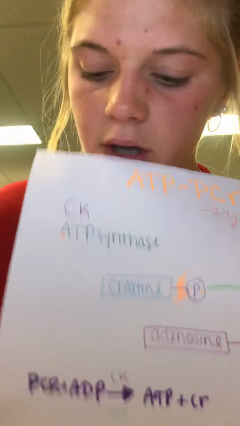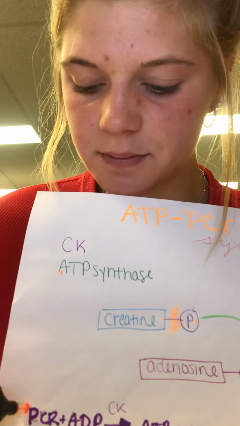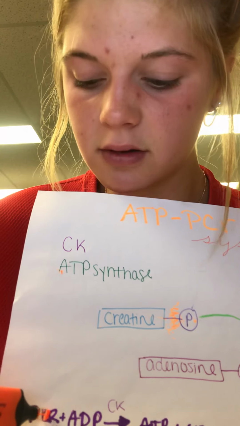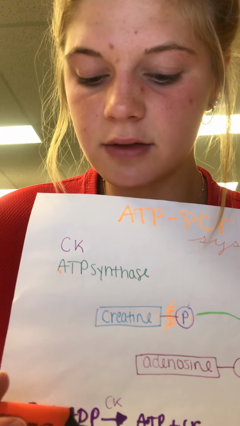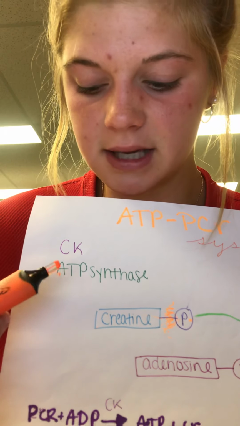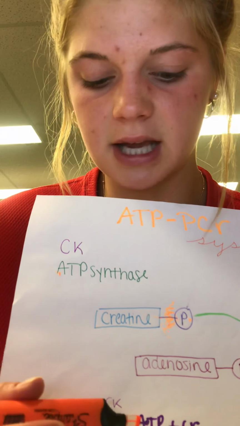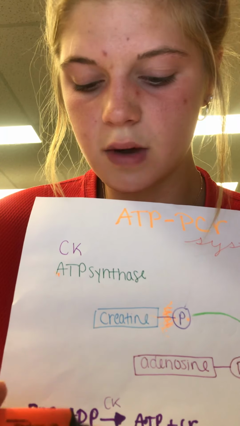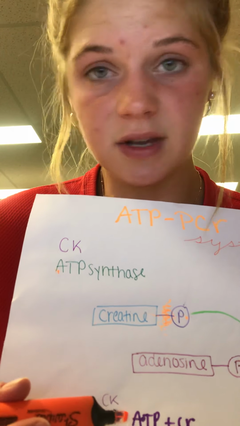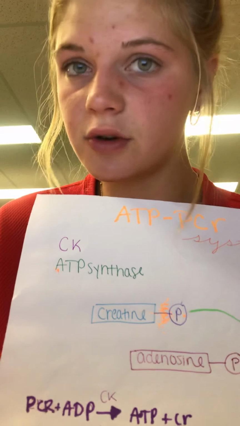So if we look at this equation again, we have this PCR, which then is broken, and that free phosphate attaches to the ADP, and then through the ATP synthase, it becomes the ATP. So we are essentially having two enzymes that aid in the resynthesis of ATP, and then there's a free creatine.